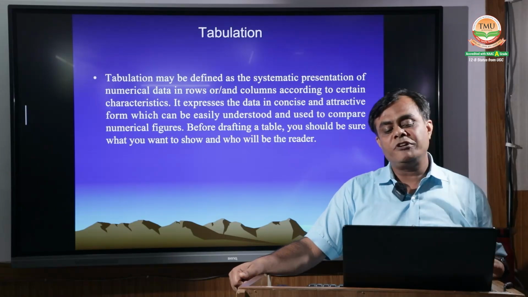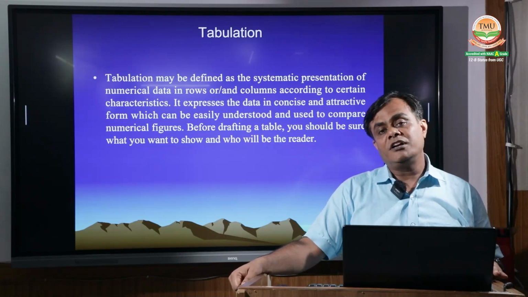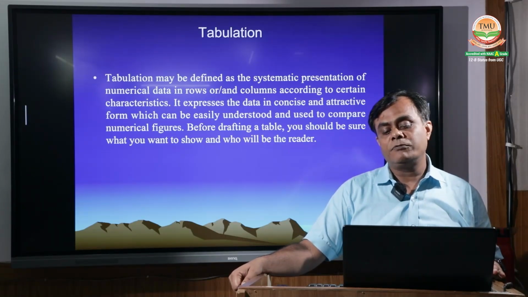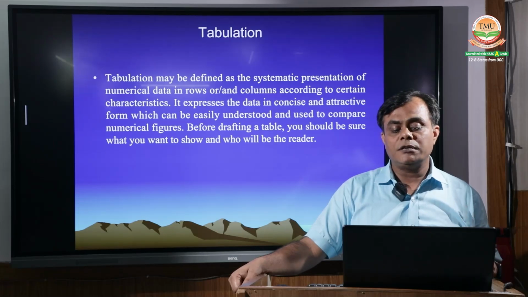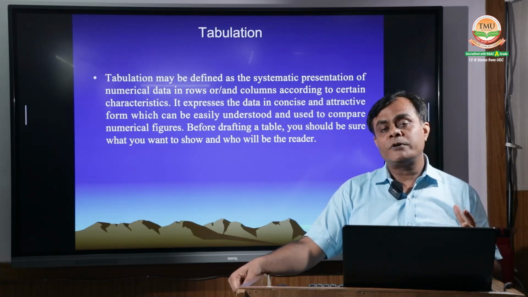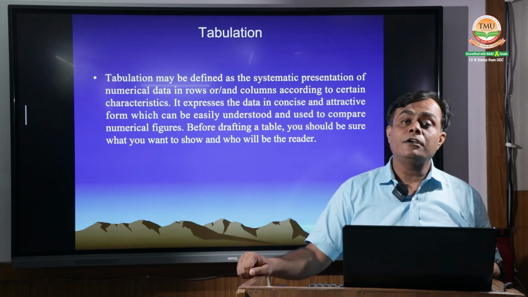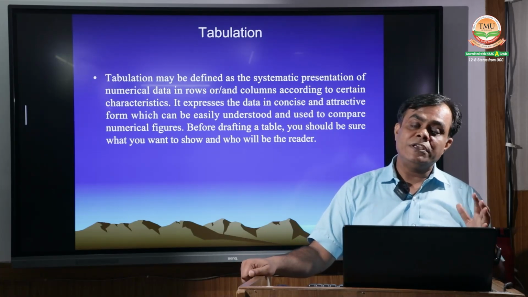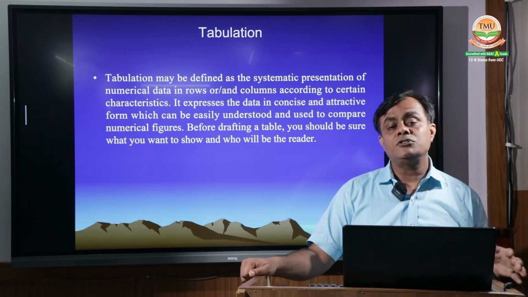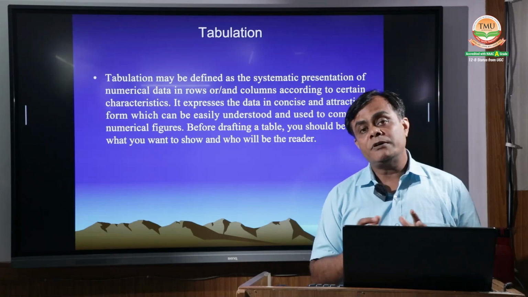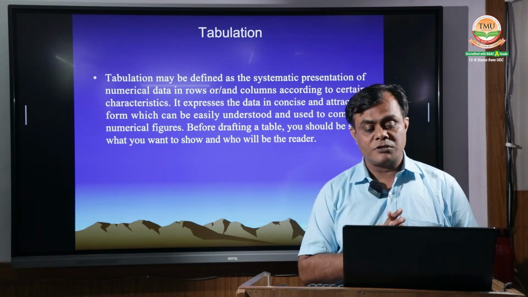You should be very careful before designing data in a tabular format. You have to understand for what purpose you are going to design the data and who will be the reader of your data. So on the basis of the reader, the objective and the purpose, you have to make a tabular formation of data.